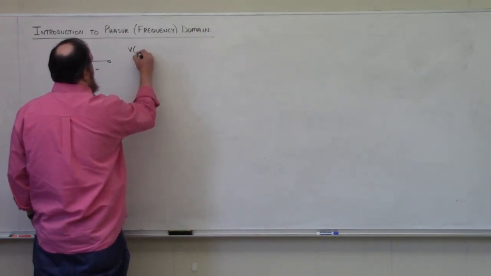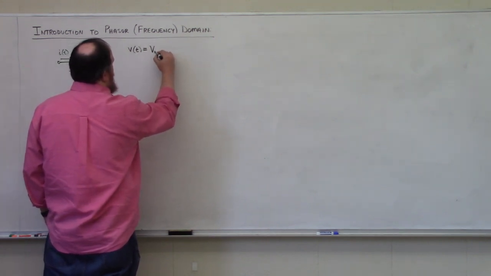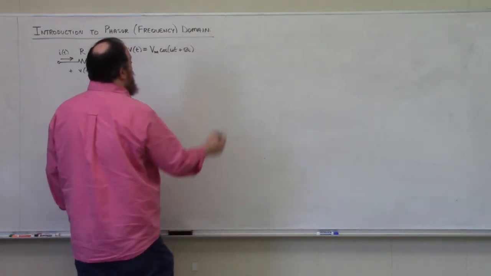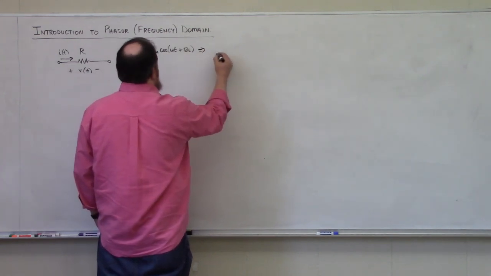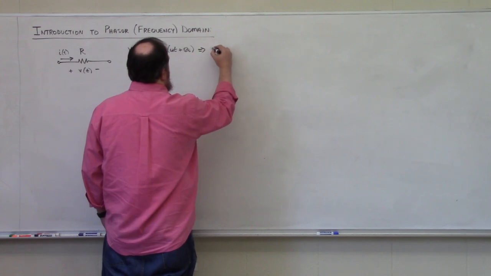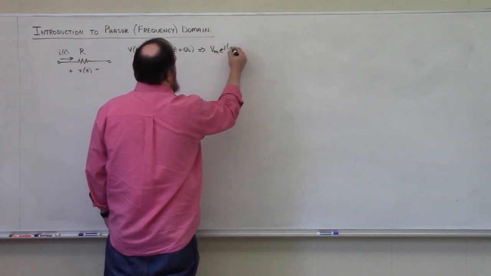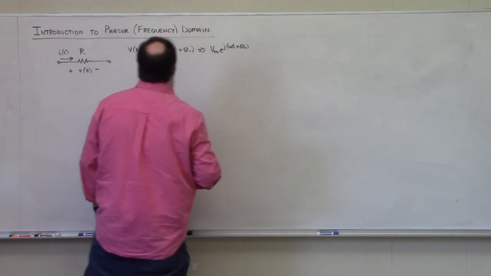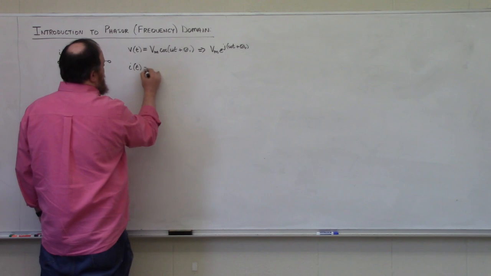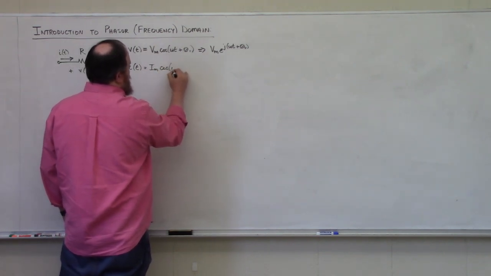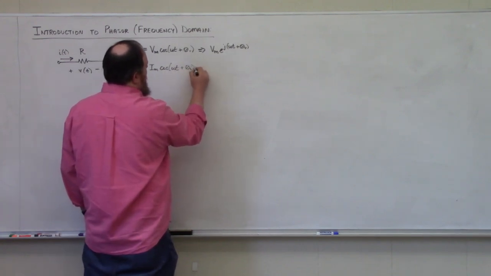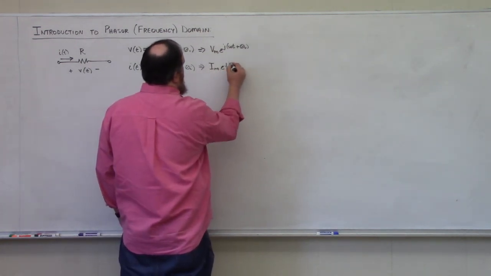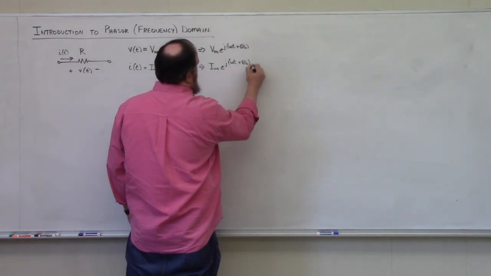If V of t is of the form Vm cosine omega t plus theta I, we could represent it in the complex domain as Vm e to the j omega t plus, sorry, this should be theta v because we're dealing with a voltage. And our current I of t would be of the form Im cosine omega t plus theta I, which in the complex domain would look like Im e to the j omega t plus theta I.